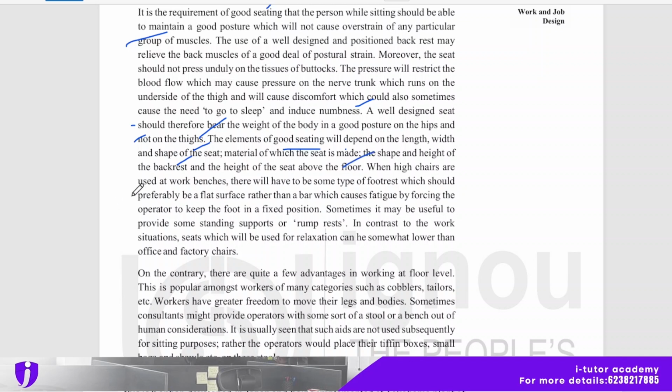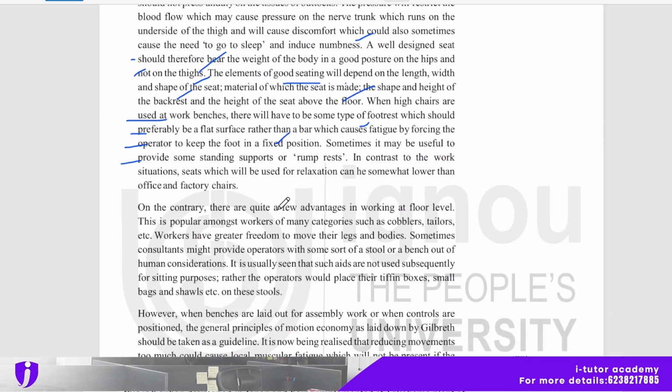floor. When high chairs are used at workbenches, there will have to be some type of footrest, which should preferably be a flat surface rather than a bar, which causes fatigue by forcing the operator to keep the foot in a fixed position. Sometimes it may be useful to provide some standing support over a arm rest.